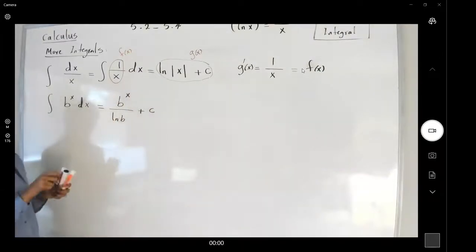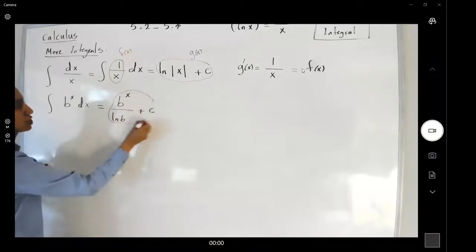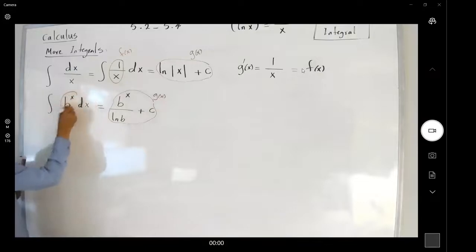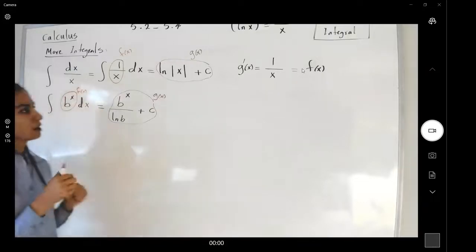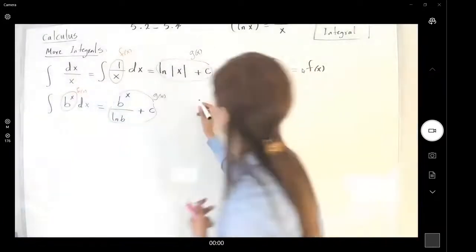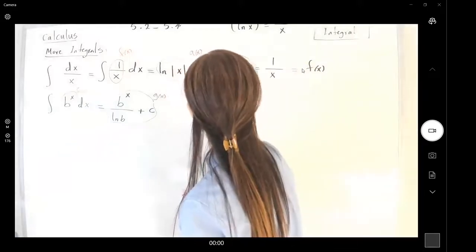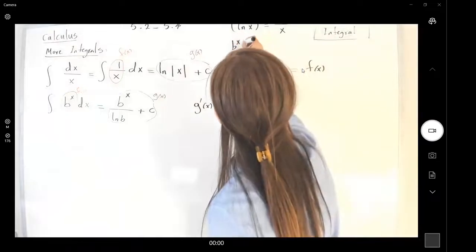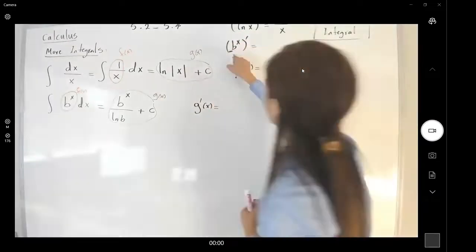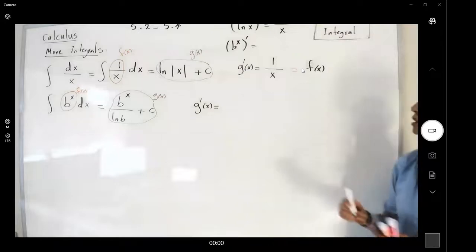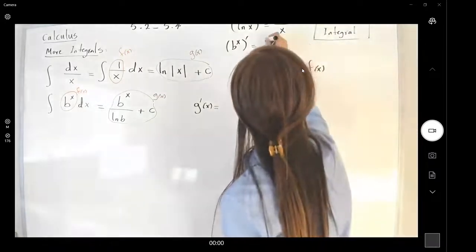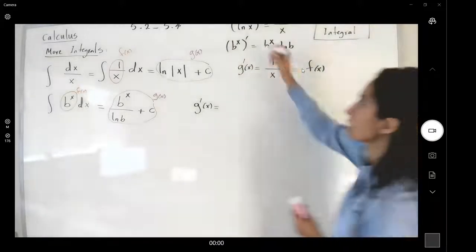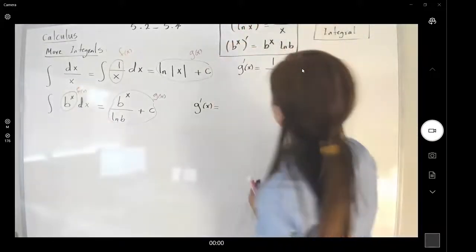Again, let us verify this. Here you have your function g, and here you have your function f, b to the x. Okay, the derivative of g prime of x. First of all, remember what you learned in elementary calculus: when you have an exponential function b to the x, the derivative is b to the x times ln of b. This is what we learned in elementary calculus, taking the derivatives.